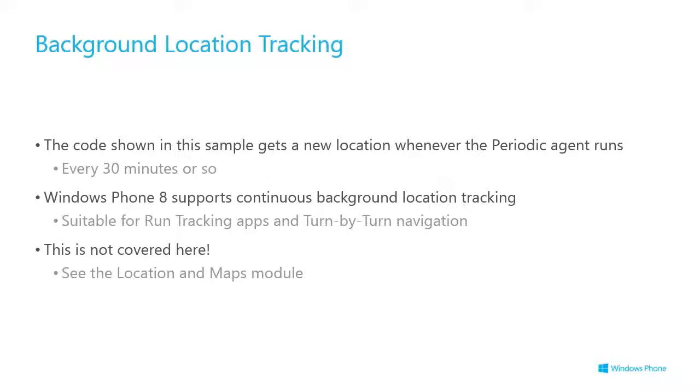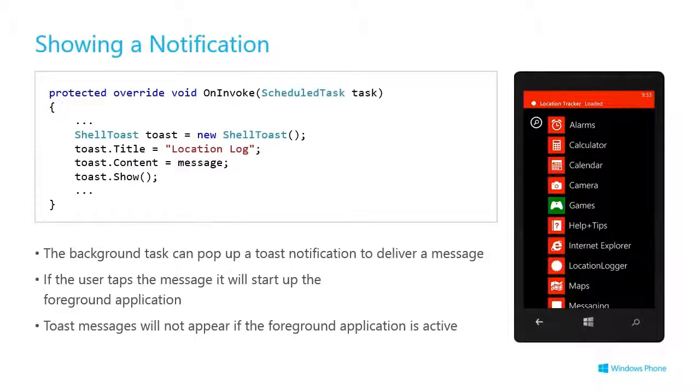Background location tracking. This is interesting stuff. You can do rough tracking. The agent is going to be running every 30 minutes, potentially, as long as there's battery and all the other reasons why it may not. So maybe not super accurate, but it's good for a rough fix, and you can get that for free. Now we know there's something better coming later on. We'll talk about the continuous background location tracking tomorrow. That's going to be the good stuff.